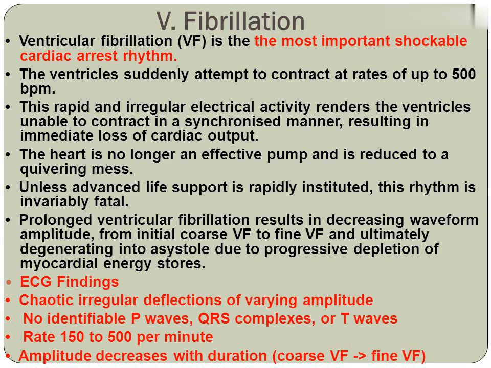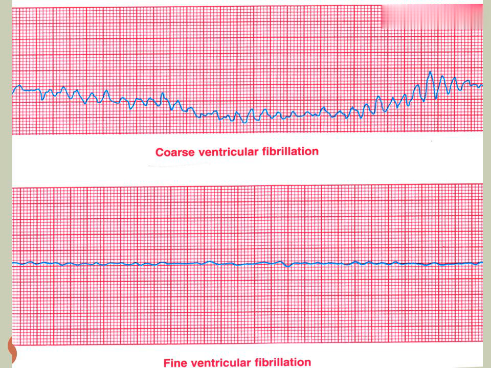Prolonged ventricular fibrillation results in decreasing waveform amplitude, from initial coarse VF to fine VF and ultimately degenerating into asystole due to progressive depletion of myocardial energy stores. ECG findings: chaotic irregular deflections of varying amplitude. No identifiable P waves, QRS complexes, or T waves. Rate 150 to 500 per minute. Amplitude decreases with duration, coarse VF greater than fine VF.